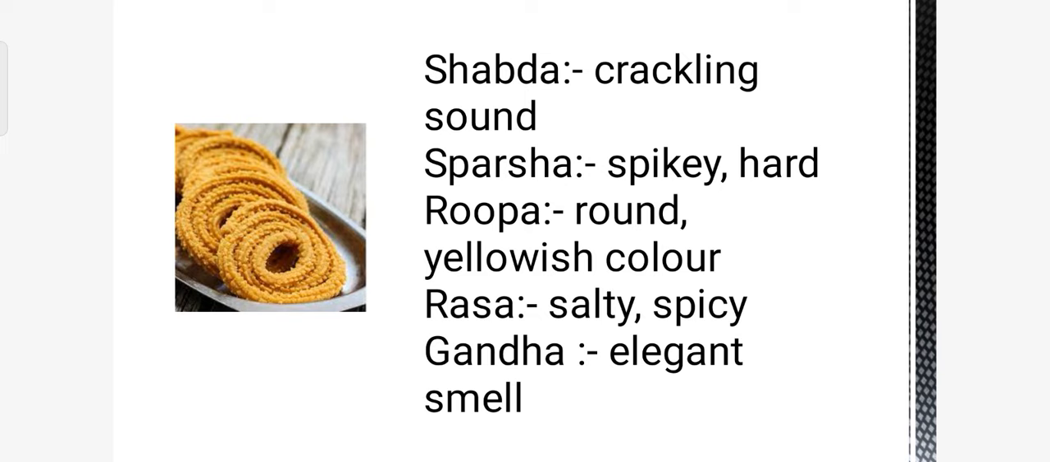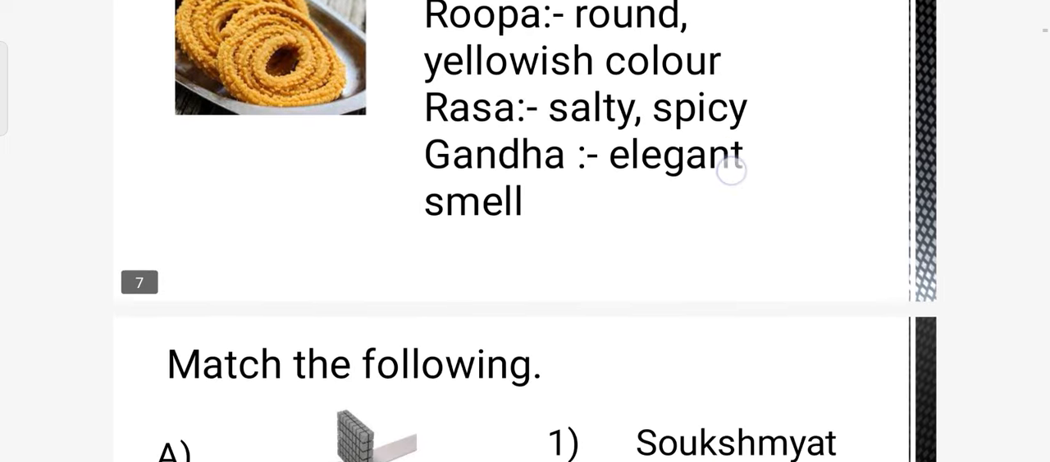Shabda: crackling sound when you try to eat it. Sparsha: it is rough, hard and spiky. Rupa: it is round and yellowish in color. Rasa: maybe salty or a little bit spicy, because they make different flavors, right? So it might have a spiciness with that. Gandha: an elegant Gandha, a beautiful smell when you are trying to have it. That is the expected answer from you.